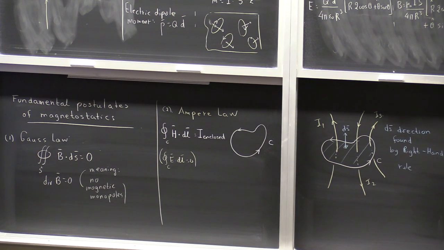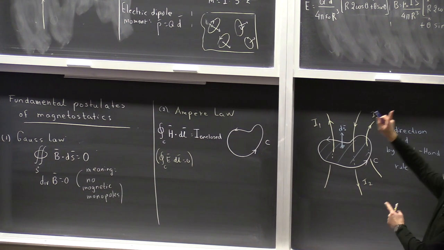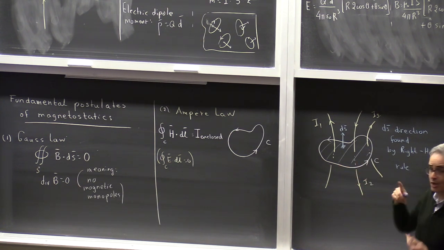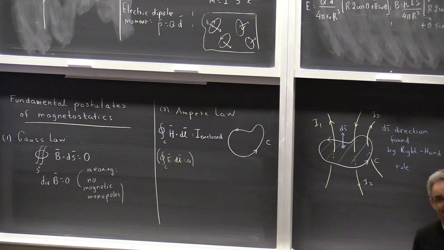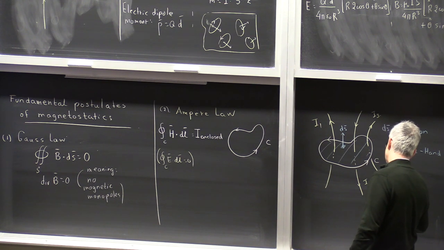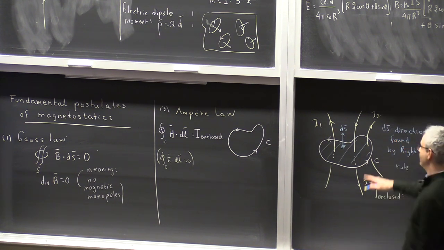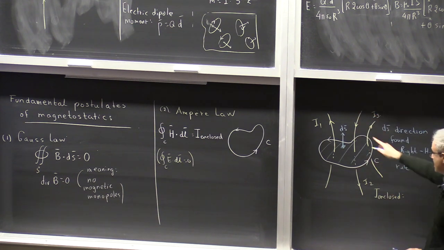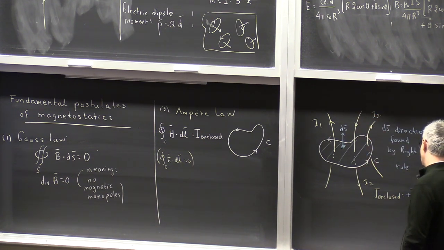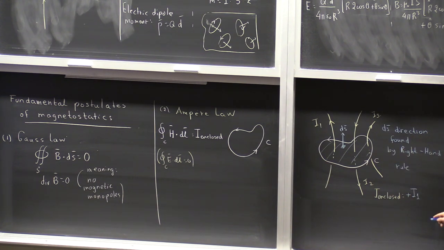So in other words, currents that flow upwards have to be included in this equation as positive, currents that flow downwards as negative. The enclosed current, in this case, will be, you see, I1 flows upwards, consistent with ds, so I will put it as plus I1. I2 flows downwards, opposite to ds, so I will put it with minus I2. I3 flows upwards, consistent with ds, plus I3. So that is what we call enclosed current in Ampere's law.